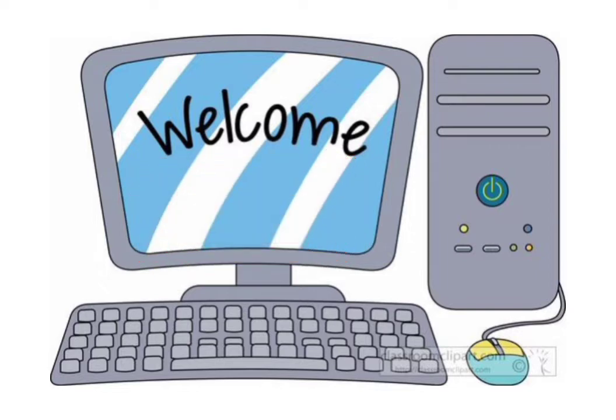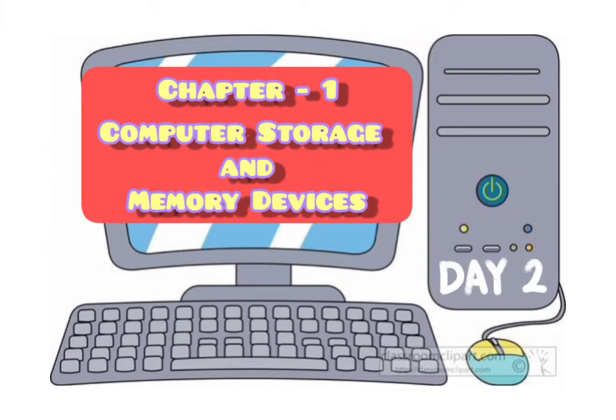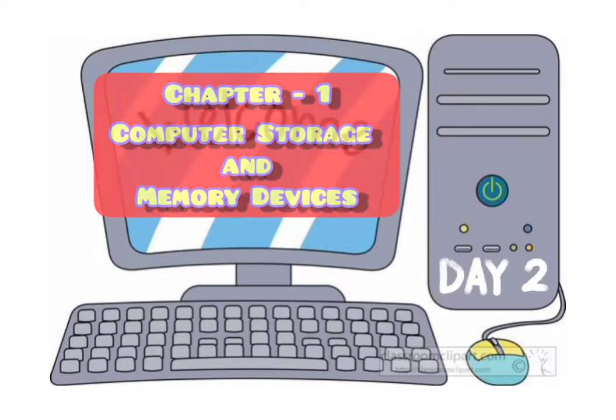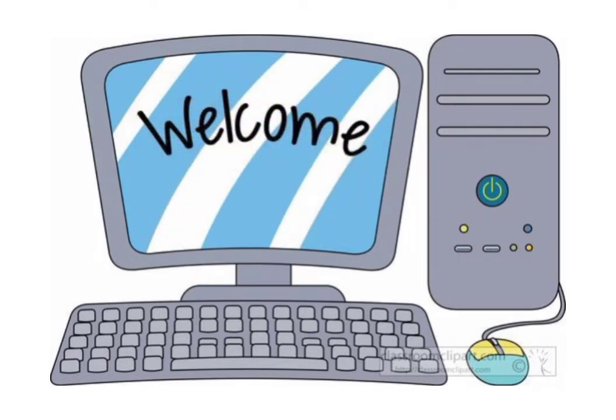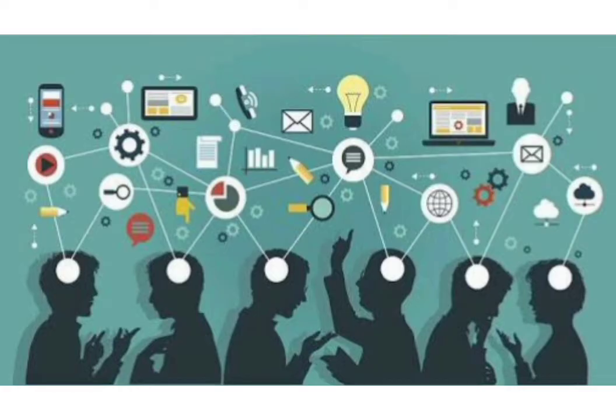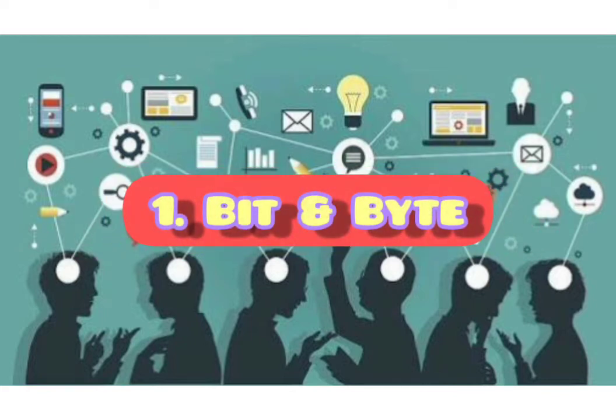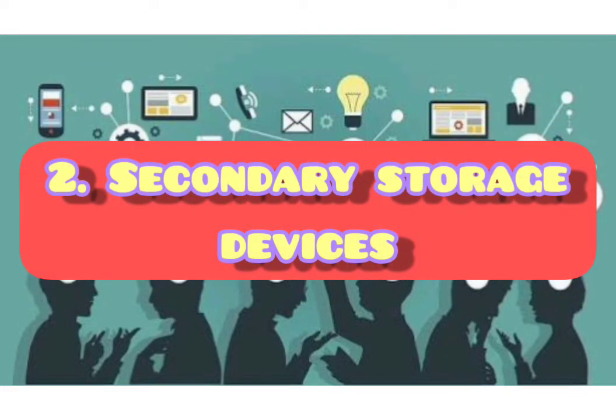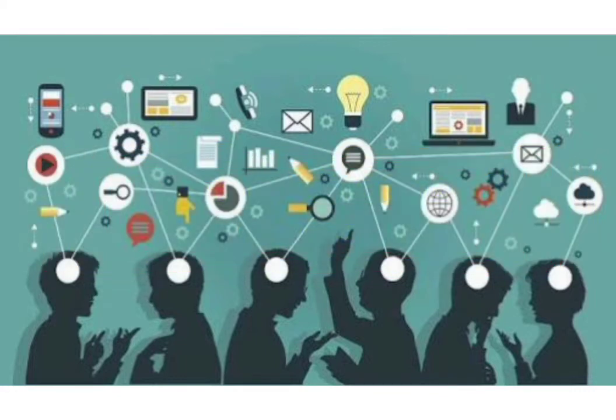In our last class, we started the first chapter of your book called Computer Memory and Storage Devices. Now, in today's class, we are going to finish off the first chapter. In our last class, we talked about data and information, internal and external storage devices, and also about primary and secondary storage devices. In today's class, we are first going to talk about bit and byte. Then, we will talk in elaborate terms about secondary storage devices. So, let's start with bit and byte.